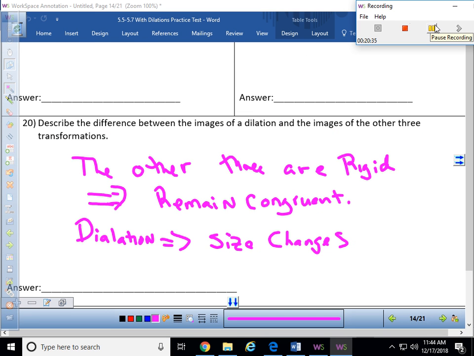And the last one, it says, describe the difference between the images of the dilation and the image of the other 3 transformations. Well, the other 3 are what we call rigid transformations, and this is a little therefore arrow. So therefore, they remain congruent. They don't change. Now, a dilation size changes. So the shape stays the same, but the size changes, and that's the big difference with dilations.